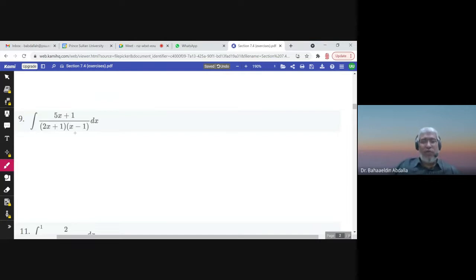Here I have two common factors. I leave it for you to solve it. Okay, that's easy. You can do it just as the previous examples. 5x plus 1 over 2x plus 1 times x minus 1 would be equal to a over 2x plus 1 plus b over x minus 1.